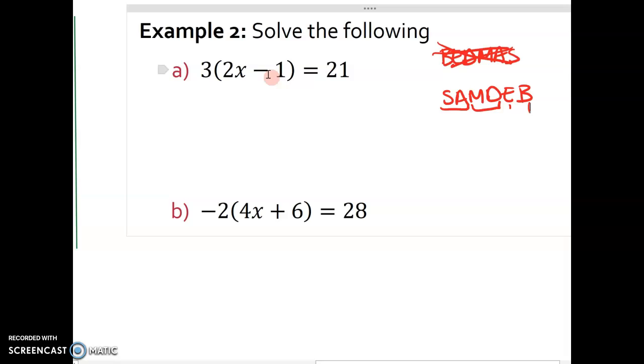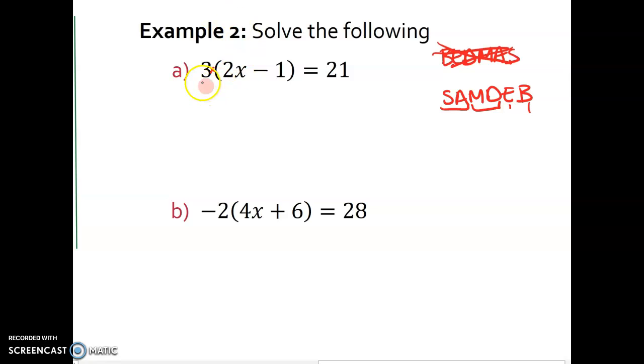The next thing is multiplication and division. Hey, isn't this 3 in front of the bracket? Do you remember what I said? I said that it is a multiplication with a bracket. So according to SAMDEB, if I'm solving the equation, I have to get rid of that 3 because it's being multiplied with what I need, which is the x.